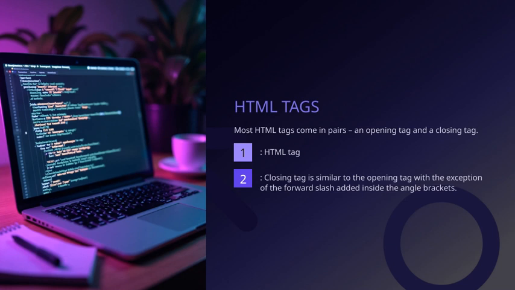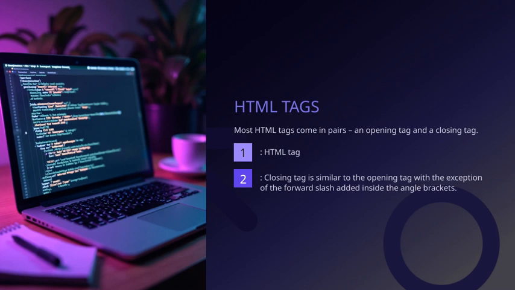The key point here is that the closing tag is very similar to the opening one, but with a little twist. You add a / inside the angle brackets. This simple change tells the browser, "Okay, this is the end of this particular element." Understanding this pairing is crucial because it helps the browser interpret your code correctly and display your web page as intended.